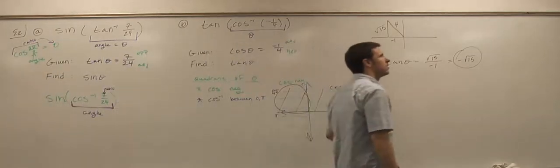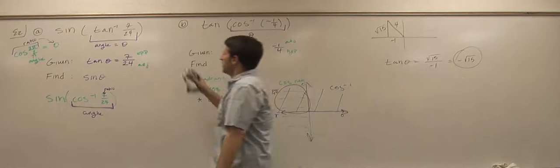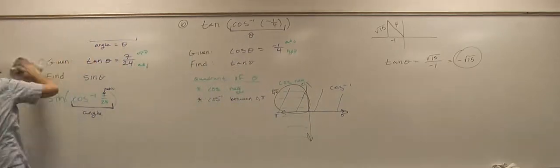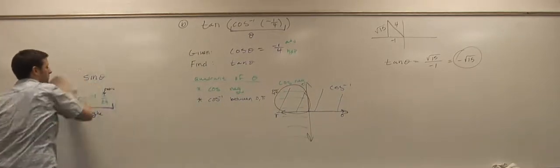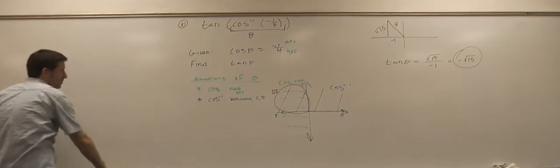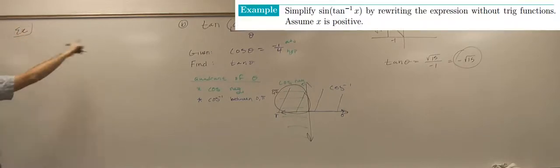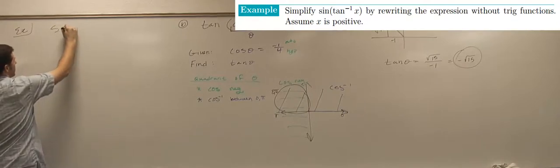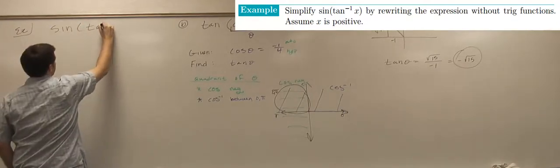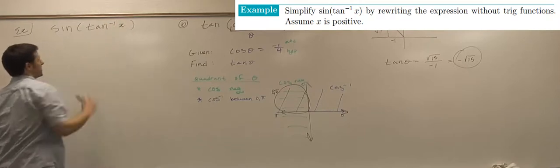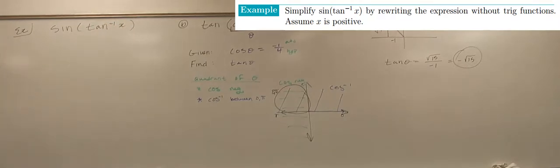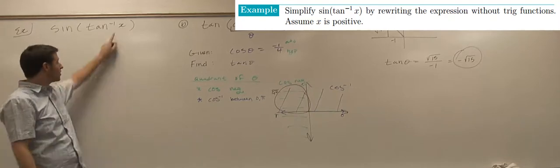Maybe one more. One more with an X in it. All right, so in this example, I'm mixing sine and tan inverse. I want you to find and simplify sine of tan inverse of X, but I give you X instead of an actual number inside. So you're going to mirror all the same steps, you're just going to do it with an X.